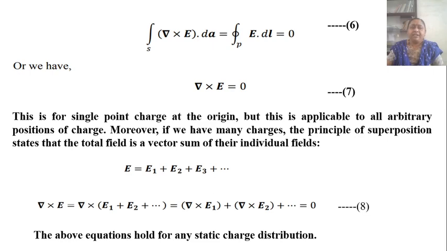Then we get E equal to E1 plus E2 plus E3 plus so on. So del cross E is equal to del cross (E1 plus E2 plus ...), which is equal to del cross E1 plus del cross E2 plus so on, which is equal to 0. The above equation holds for static charge distributions.